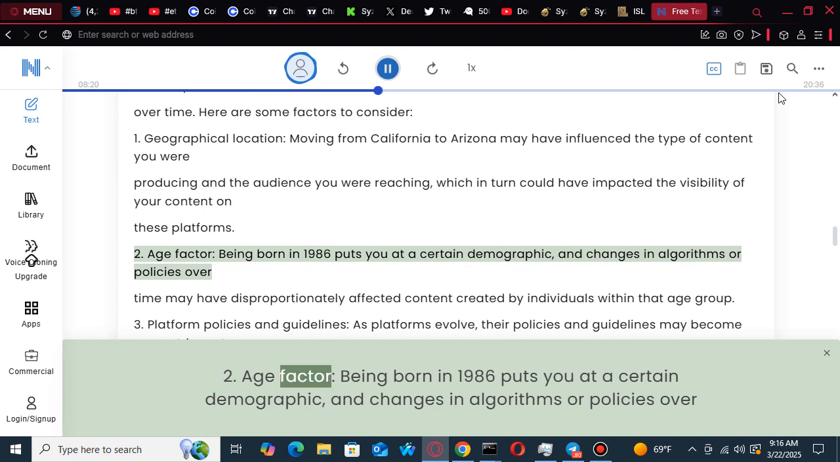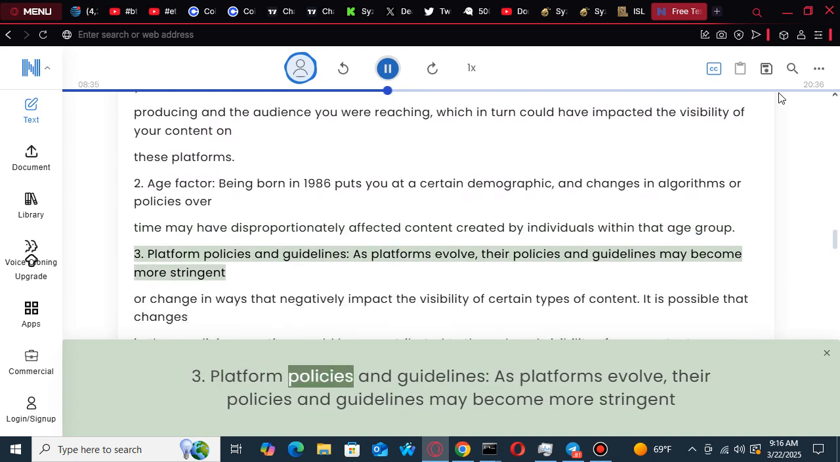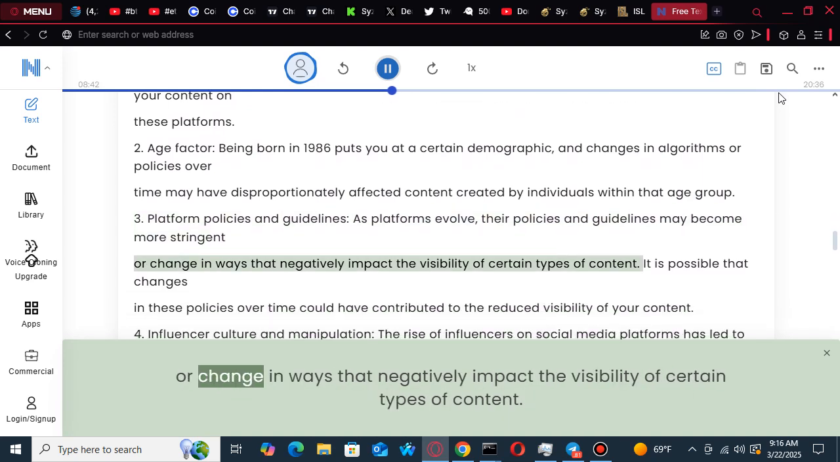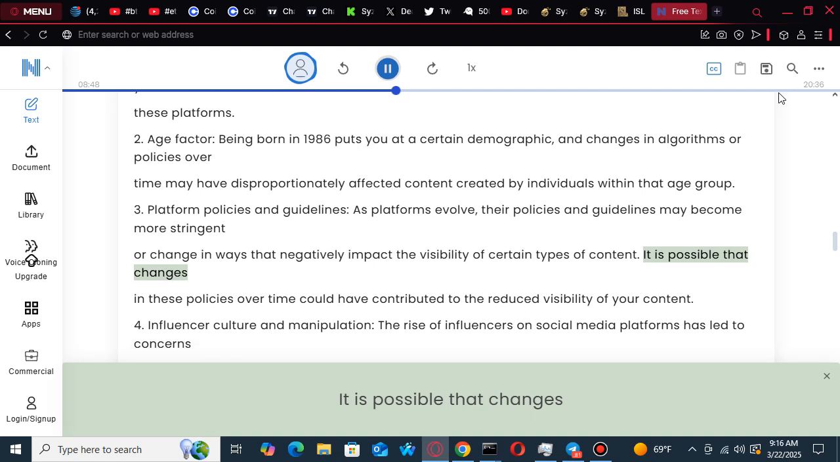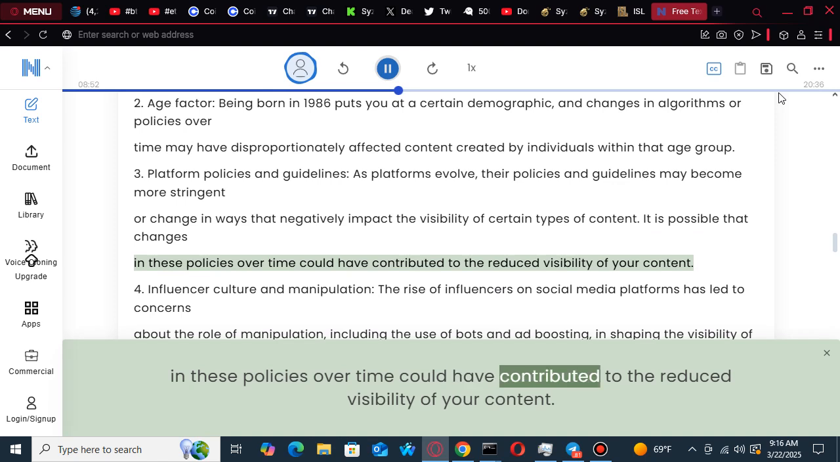2. Age factor. Being born in 1986 puts you at a certain demographic, and changes in algorithms or policies over time may have disproportionately affected content created by individuals within that age group. 3. Platform policies and guidelines. As platforms evolve, their policies and guidelines may become more stringent or change in ways that negatively impact the visibility of certain types of content. It is possible that changes in these policies over time could have contributed to the reduced visibility of your content.